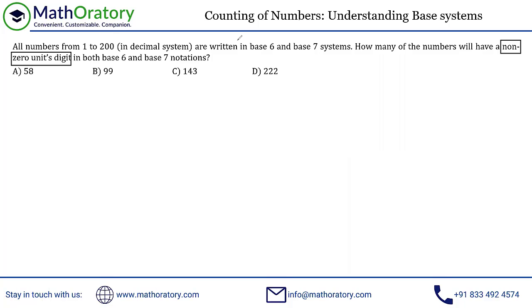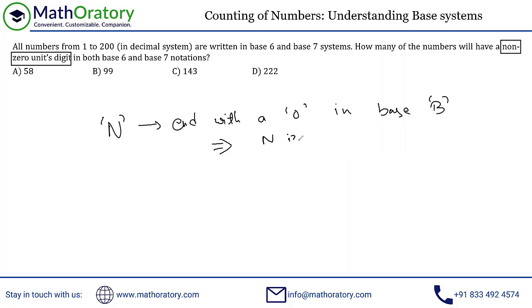For a number, let's say n, to end with a 0 in base b, it should be that the number is divisible by this b. That is the basic idea. So if the number is divisible by b, it should end with a 0 in base b.